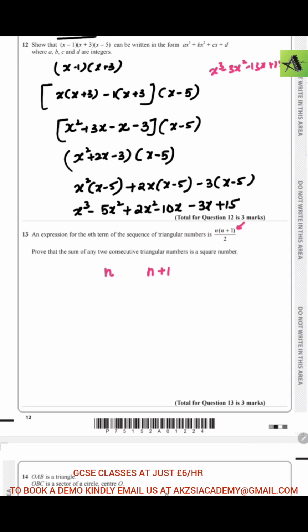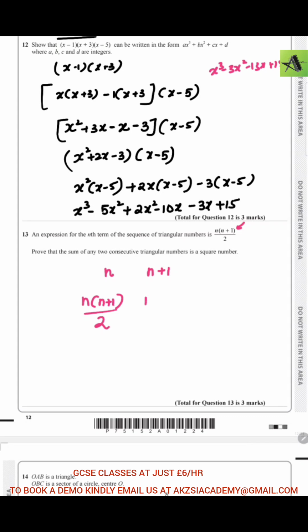So let's say there is a nth term. So the consecutive next term will be n plus 1th term. So I just have to put it here, just like we were replacing n with 1, 2, 3. Here I will be replacing it with n and n plus 1. So substituting n here, n times n plus 1 over 2, that would be your nth term.